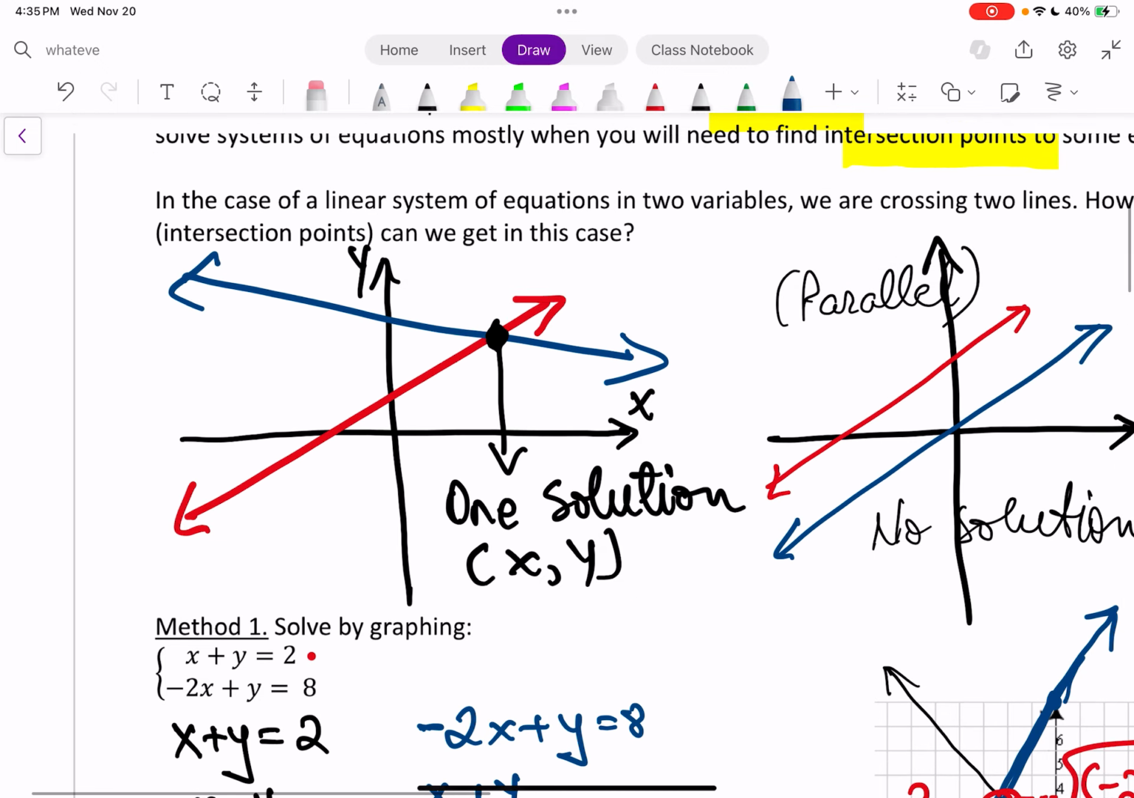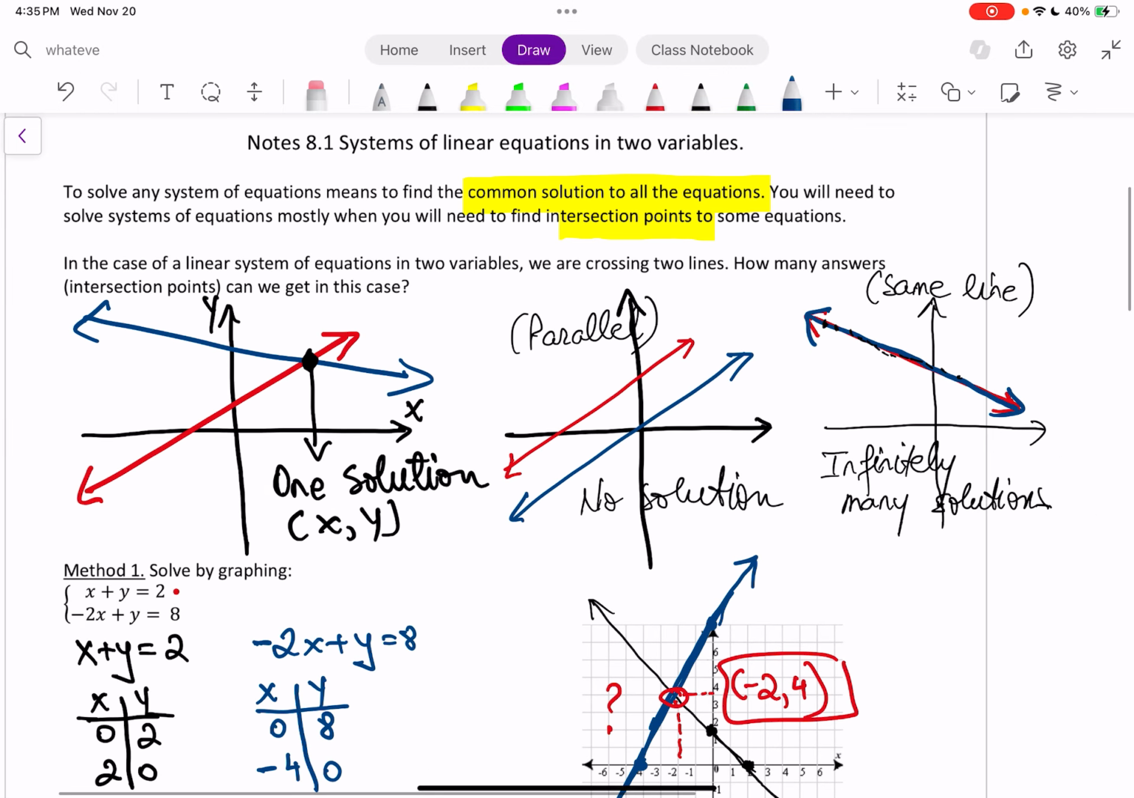So we are in the situation as expected. Yes, most of the time we will get one crossing point, one common solution. However, it could very well happen that your lines actually were parallel to each other, and therefore there's no solution to the system. Okay.